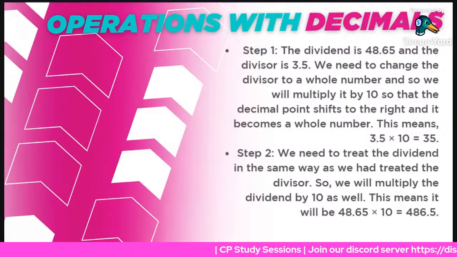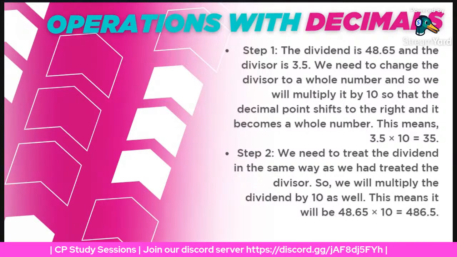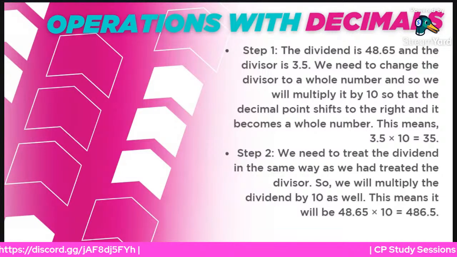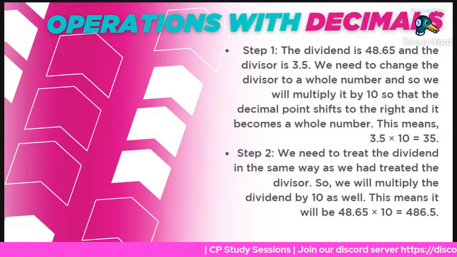So step 2, we need to treat the dividend the same way as we had treated the divisor. So we will multiply the dividend by 10 as well. This means that 48.65 will be 486.5.